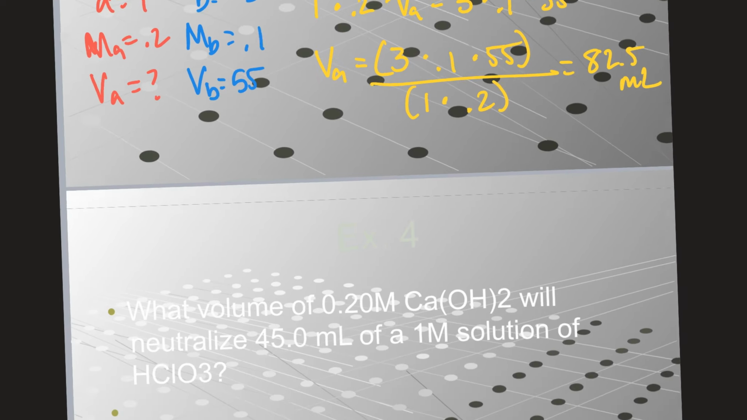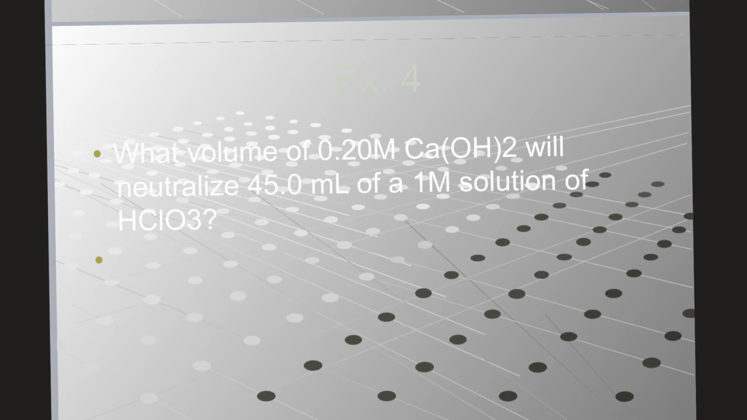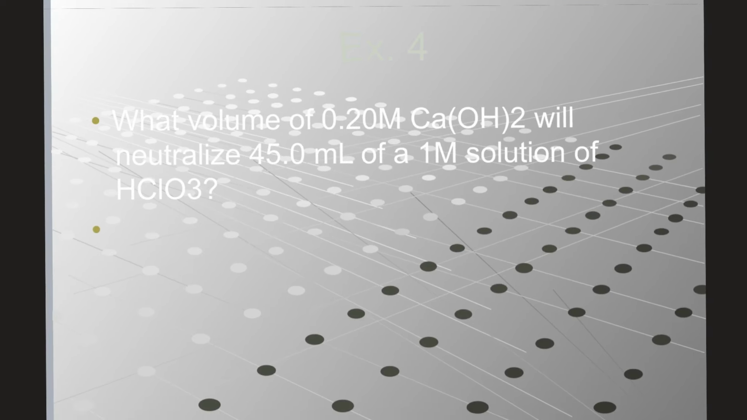And then last but not least, same issue, they use a weak acid, but regardless, let's just do the math for the sake of the math. What volume of a 0.20 molar calcium hydroxide solution will neutralize 45.0 milliliters of a 1 molar solution of HClO3? Once again you need a chemical equation.